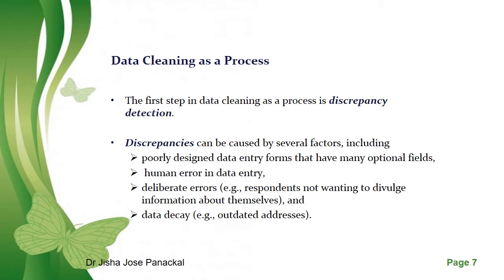For example, the user or the customer doesn't like to put their phone number in their particular data. So deliberately they may make errors. For example, they will change the phone number like that. And data decay, for example, outdated addresses. So these are the causes that may lead to discrepancies.